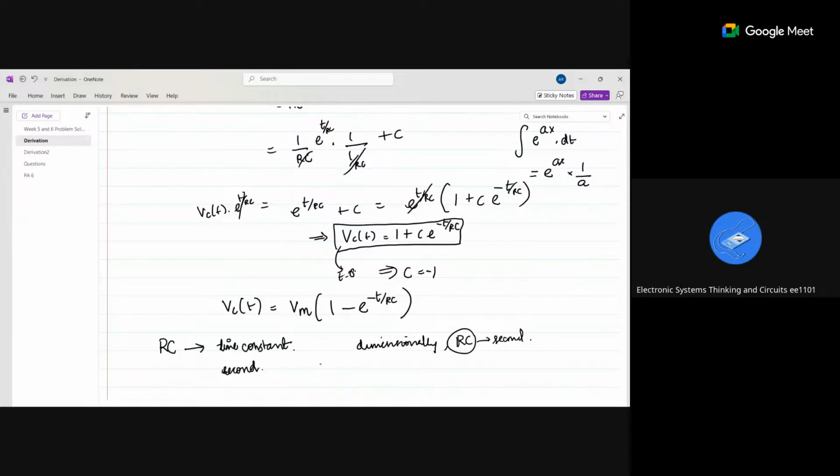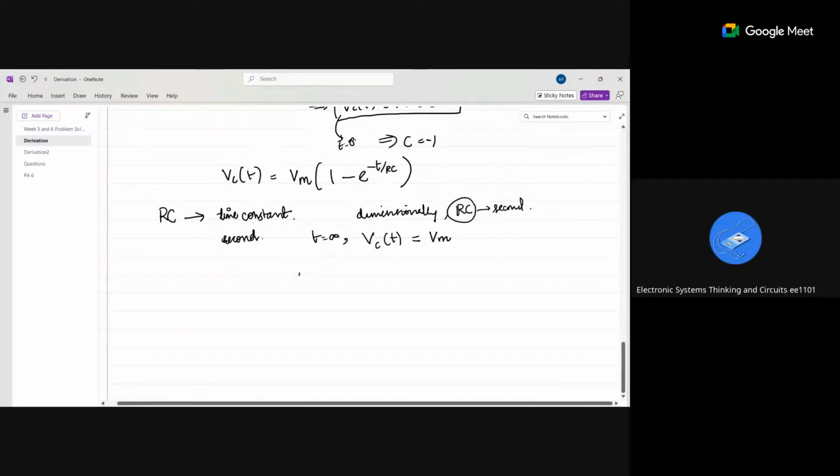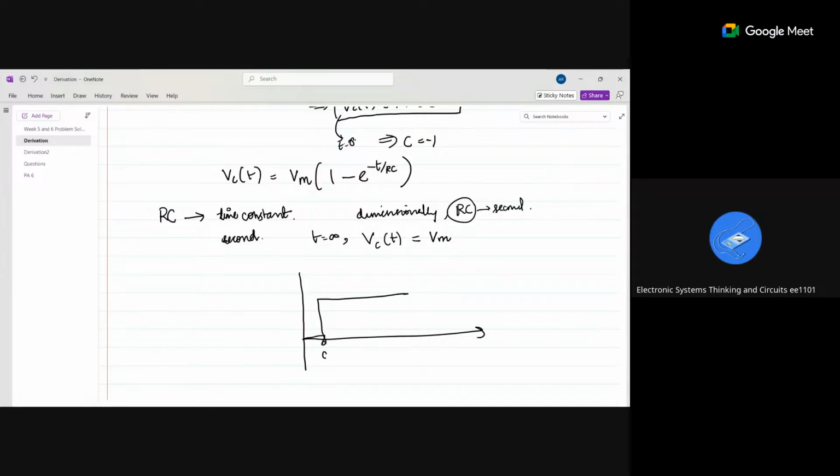So what happens at time t equal to infinity? It is equal to Vm. So if I draw the graph now, I will take this as time. This is the step input I'm giving, u of t. And at time t equal to infinity.